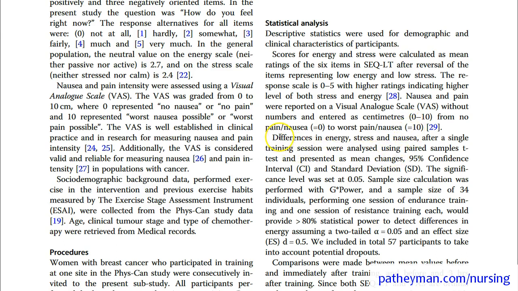And then they say differences in energy, stress, and nausea after a single training session were analyzed using paired sample t-tests and presented as mean changes. So they did a t-test for every single one of the response variables from before and after the exercise. Now they set the significance level at 0.05. So P less than 0.05 means that it is statistically significant for the purposes of the study.